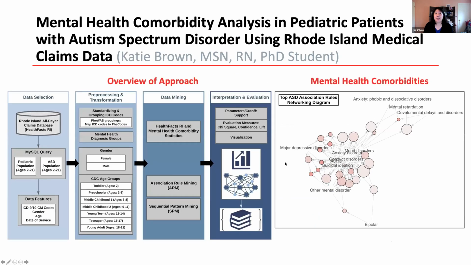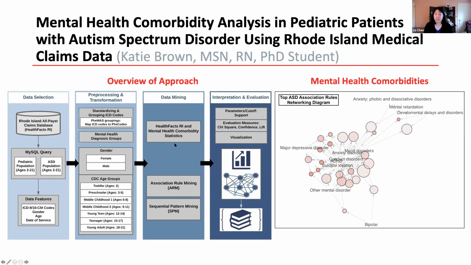Another study, a little bit different, just to show some of the work being done locally, involved a comorbidity analysis for mental health in pediatric patients with autism using claims data. On the left, we always like to use the same framework: we select our data, here focusing on autism in kids, and then these are some of the features we want to look at, doing some cleaning and transformation, and a lot of times needing to group ICD codes because there are so many of them.